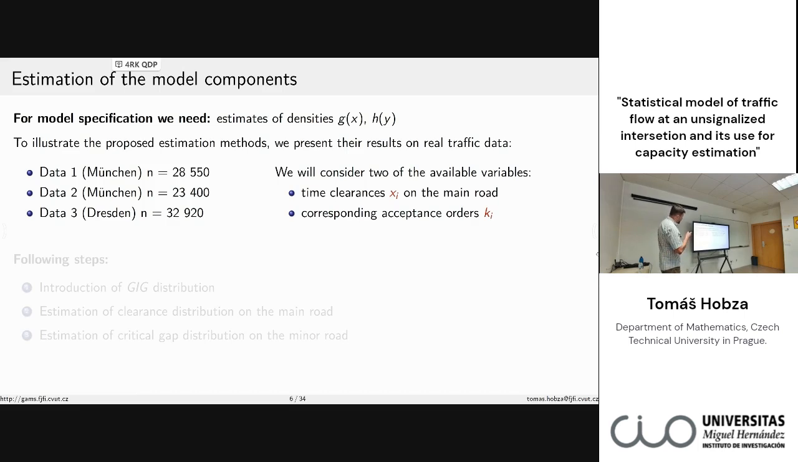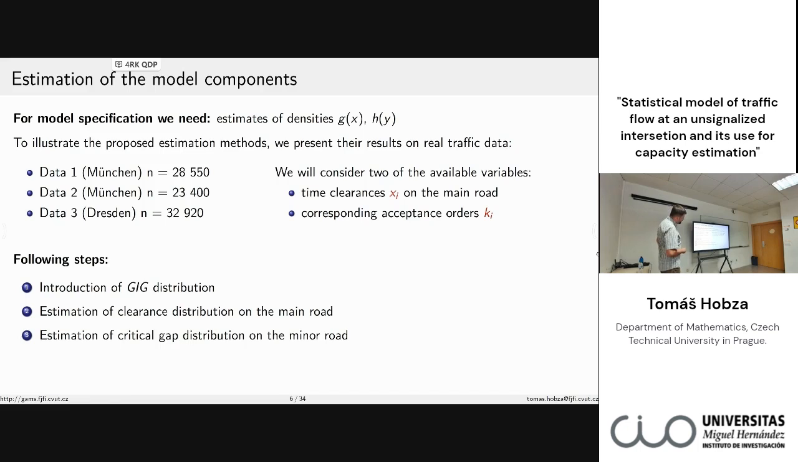So what will follow? First of all, I would like to present the so-called GIG distribution, the generalized inverse Gaussian distribution. I don't know if you have seen it sometimes, so I would like to present this distribution. And then, in two steps, how to estimate the distribution of clearances on the main road, and how to estimate the distribution of critical gaps on the minor road.